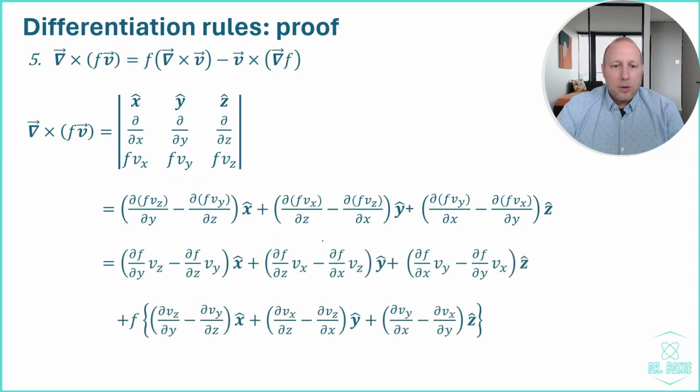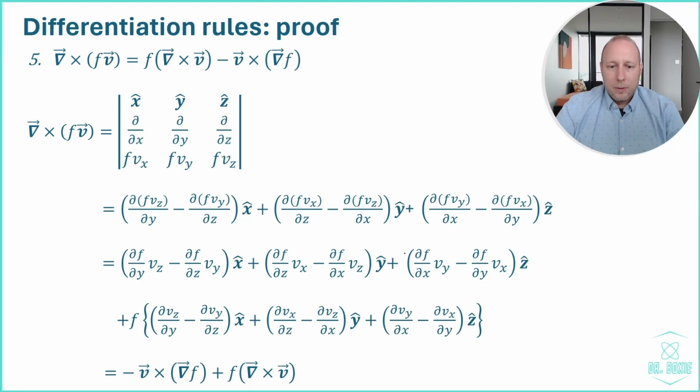The ones at the bottom are all the ones where f is not differentiated, so where f is taken out of the derivative and we differentiate the components of v. The top row is the one where all the f's are differentiated and the v's are taken out of the derivative. Now if you look at that expression, the one at the bottom with the f is f times something, and that something is exactly the curl of v. So we get f times the curl of v, so that is one of the two terms.